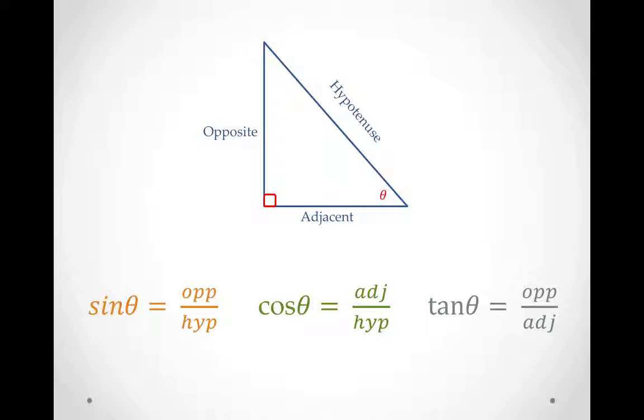Cos theta will always be the length of the adjacent side over the length of the hypotenuse. Tan of theta will be the length of the opposite side over the length of the adjacent side. These we're going to write in our books. Write them down now if you can, and these need to be imprinted into your memories.